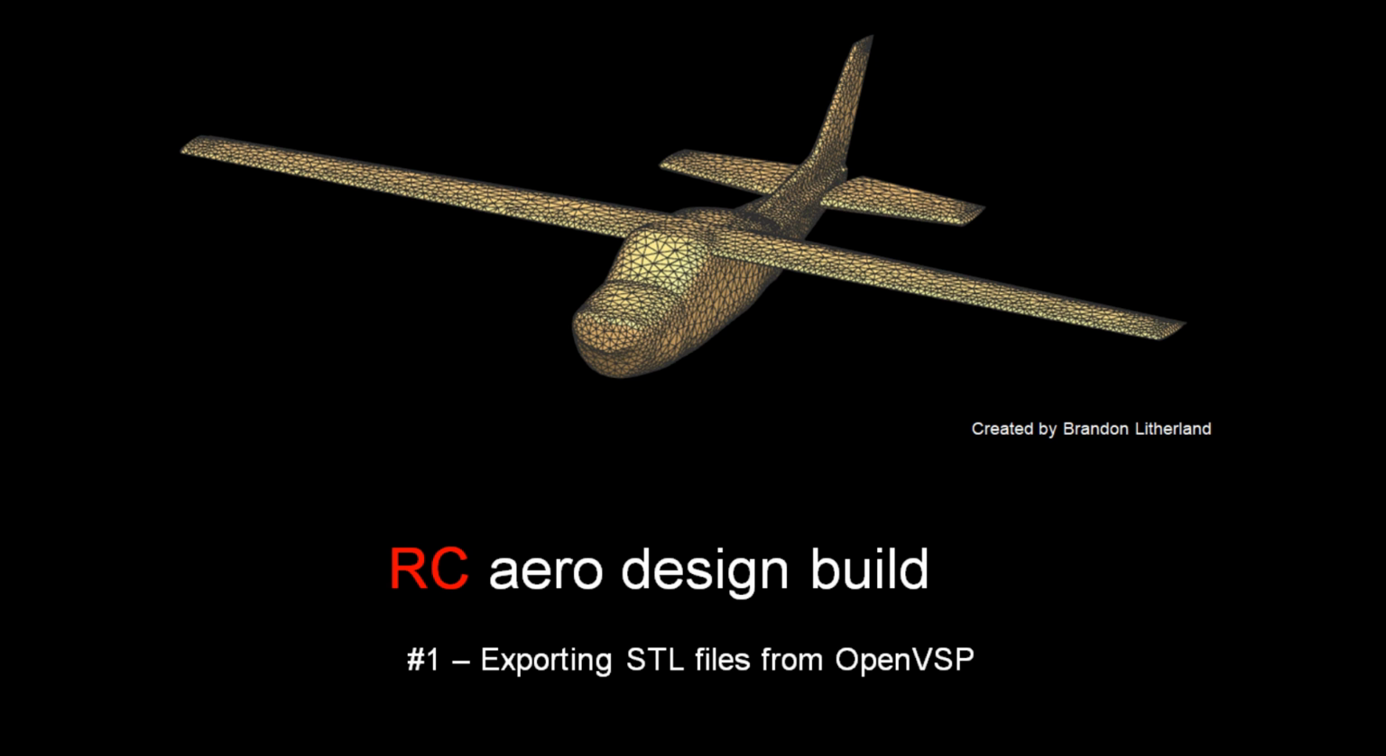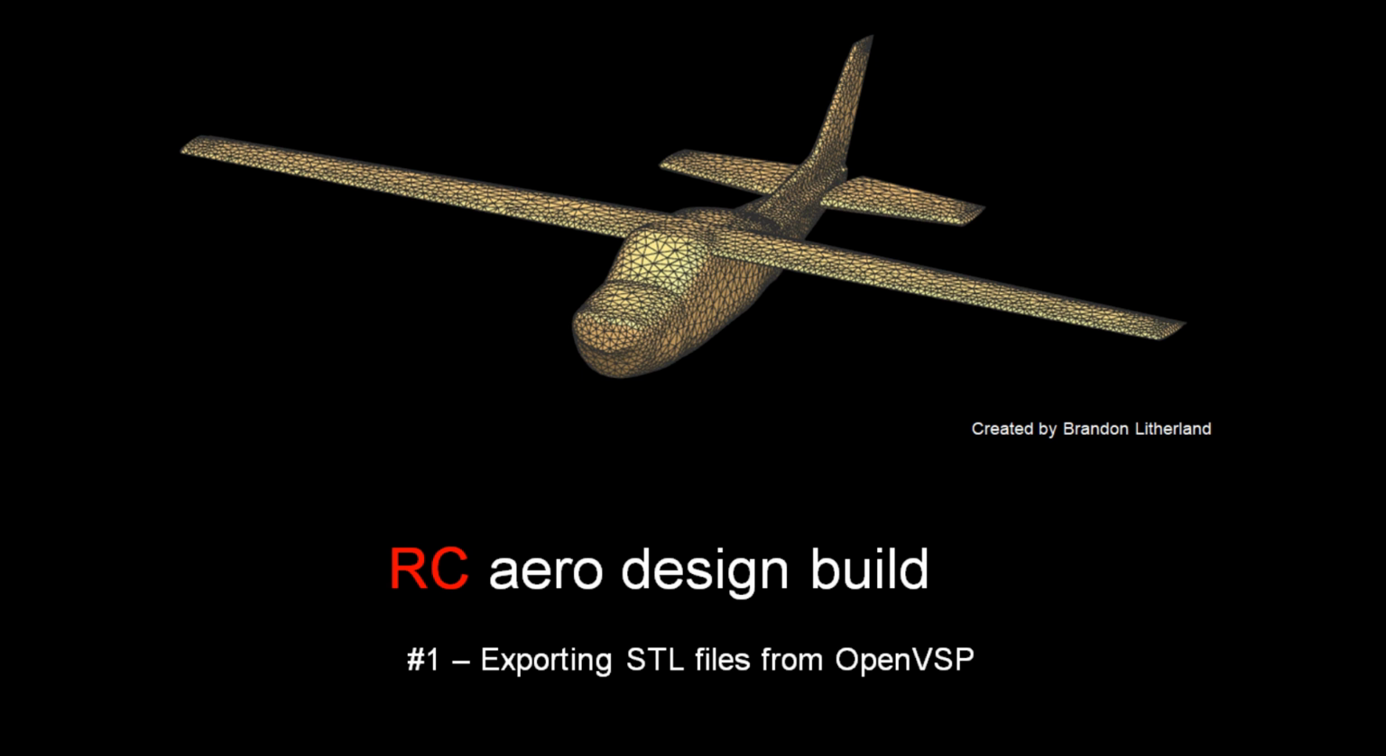In this first video, I'll show you how to download the Cessna model, import it into OpenVSP, and then export the STL mesh representation of the model. In subsequent videos, I'll demonstrate how to import the STL file into Flow5, pre-process it, ready for analysis, and then to perform a performance analysis.